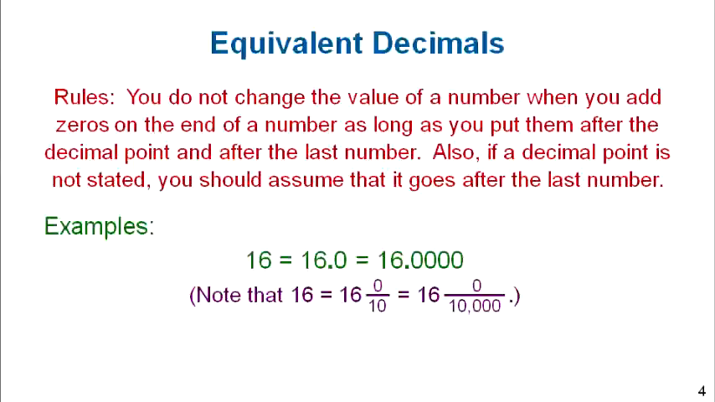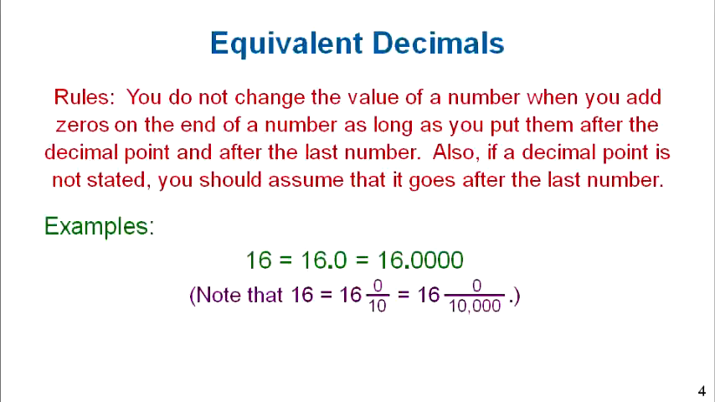Now, let's talk about equivalent decimals. You do not change the value of a number when you add zeros on the end of a number as long as you put them after the decimal point and after the last number. Also, if a decimal point is not stated, you should assume that it goes after the last number.